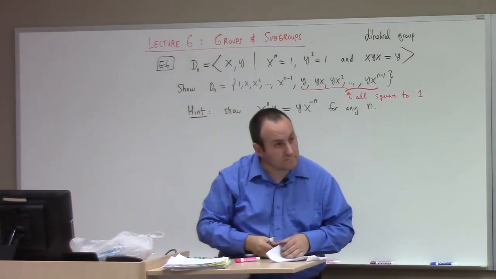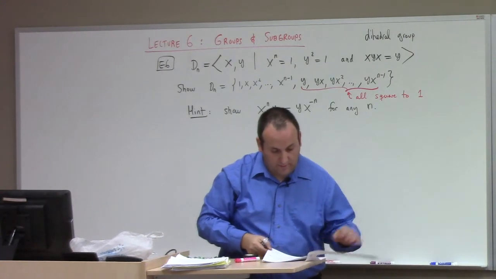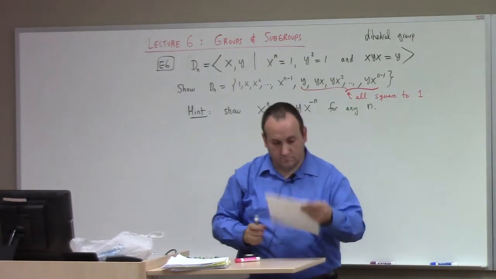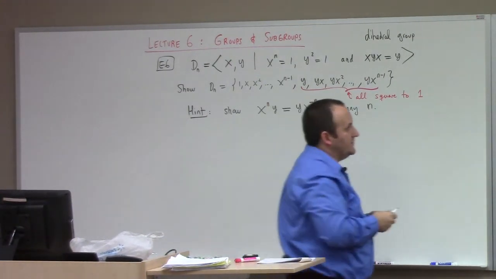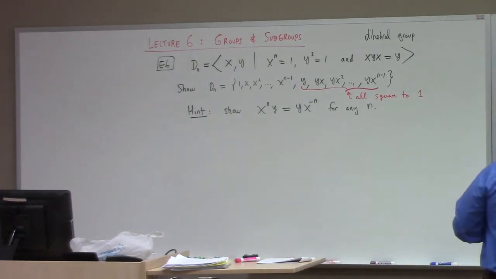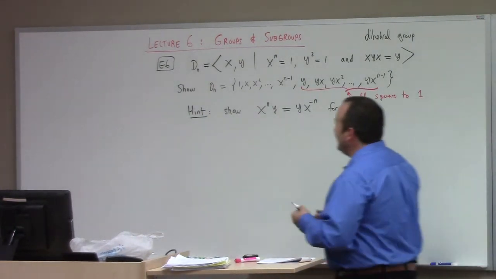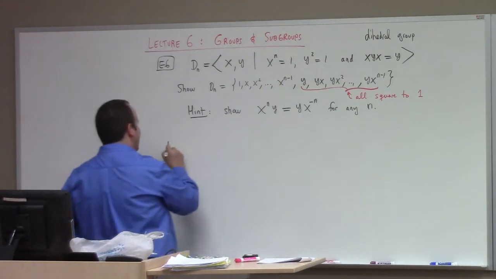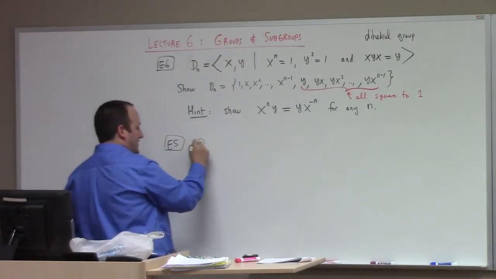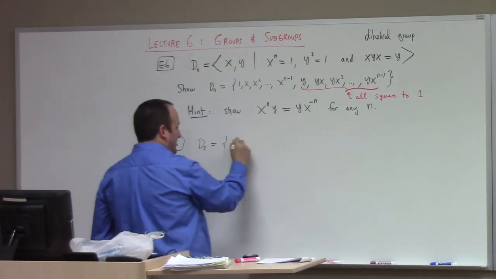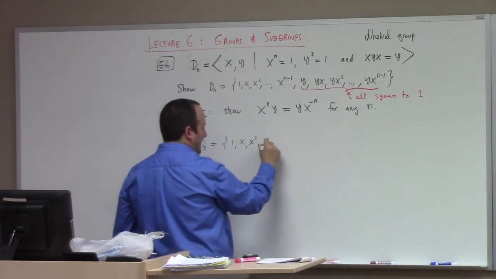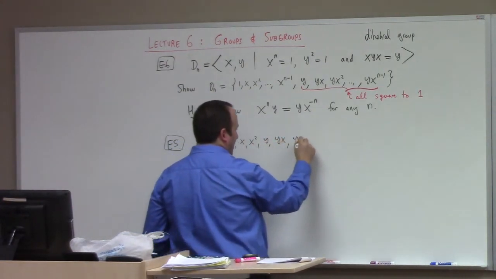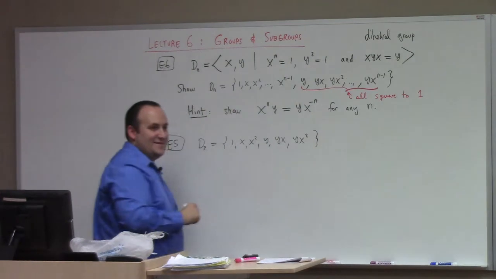Is example 5 secret? I'm sorry? Do you have example 5? What happened? Did I skip 5? Did I go straight to example 6? Yeah. Fine. Example 5. D3 would be 1, x, x squared, y, yx, yx squared. There you go. That one's free.